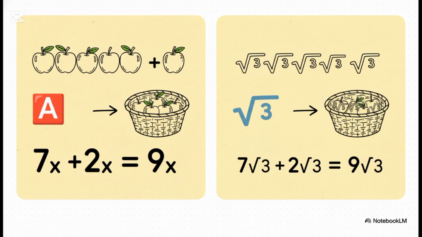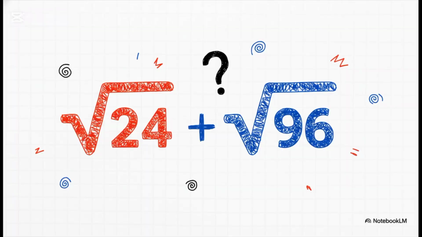The key thing to remember, though, is you can only add or subtract them if the number under the root is exactly the same. Okay, this is probably the most important rule for adding and subtracting, so listen up. You always have to simplify first.